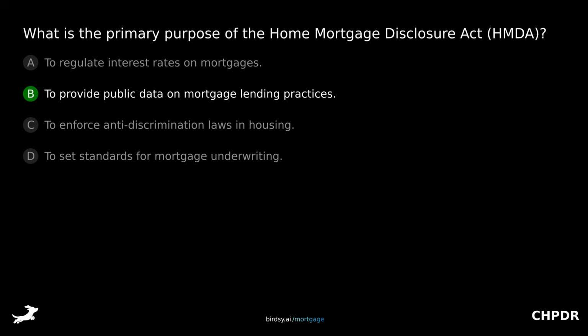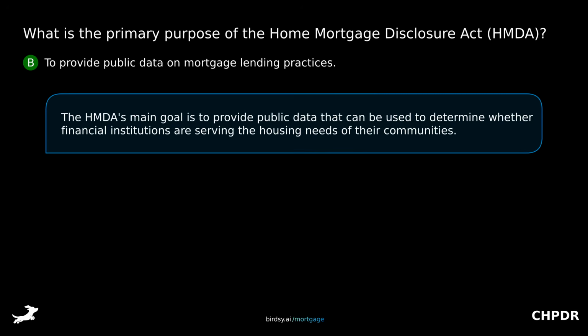The answer is B, to provide public data on mortgage lending practices. The HMDA main goal is to provide public data that can be used to determine whether financial institutions are serving the housing needs of their communities.